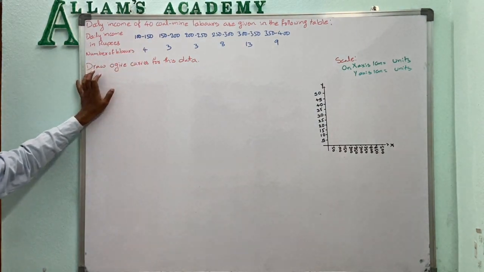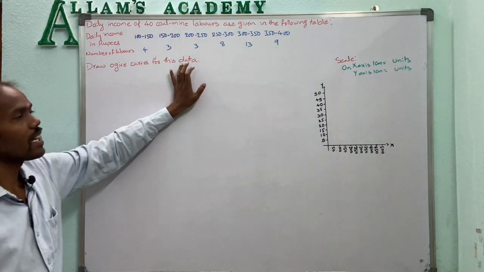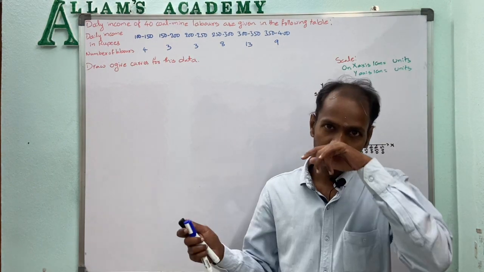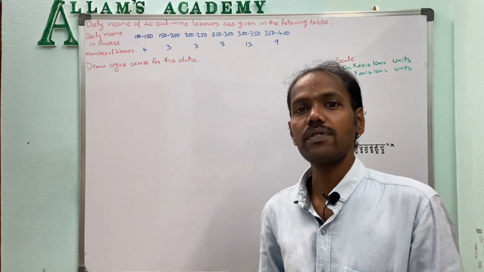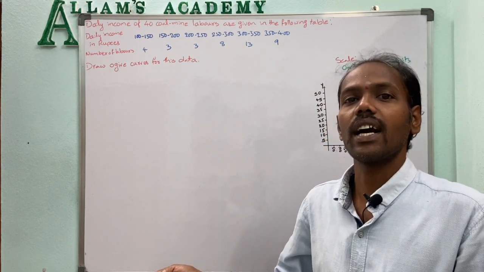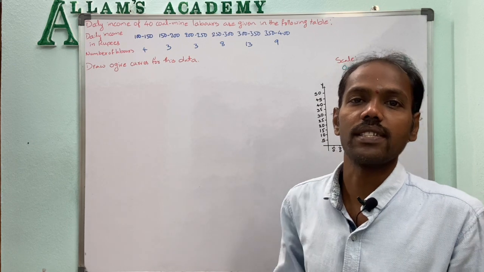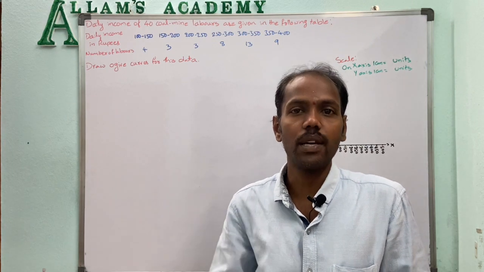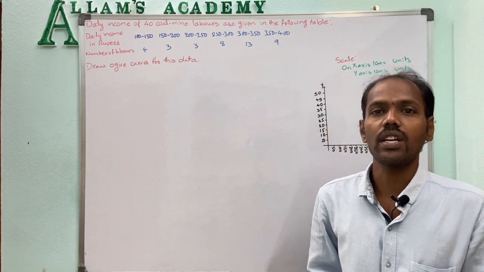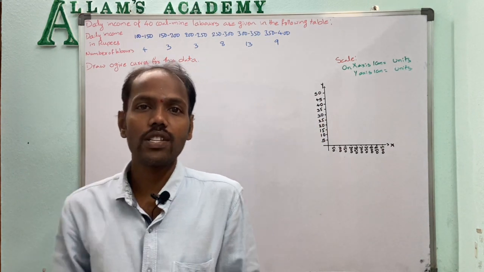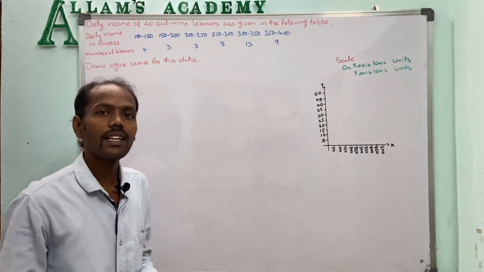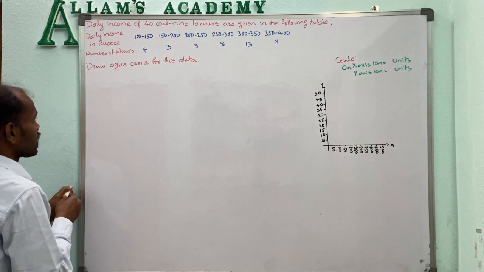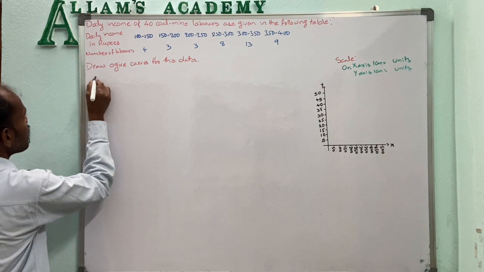Now with this information, draw Ogive curves for the data. So here we are asked to draw Ogive curves. That means we want to draw both the less than cumulative frequency curve and the greater than cumulative frequency curve, that is, the more than type Ogive and the less than type Ogive. For drawing that, first we have to take the class intervals and their corresponding frequencies.